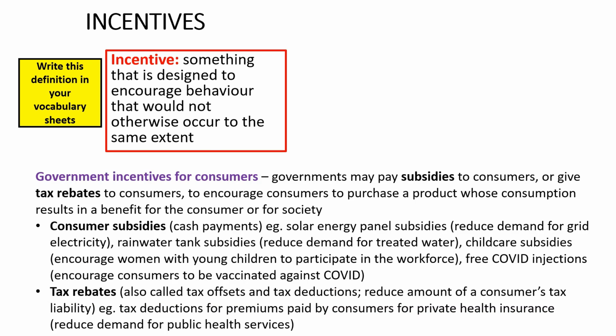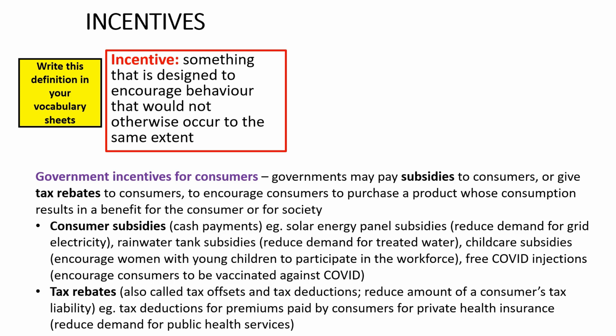Governments use incentives to influence consumer decision-making by encouraging consumers to purchase a product whose consumption results in a benefit for the consumer or for society. The two most common incentives that governments use to encourage consumers to purchase a product are consumer subsidies that are paid to consumers and tax rebates that are given to consumers.